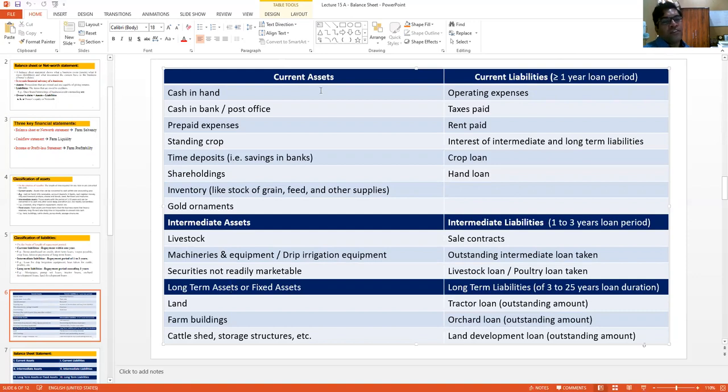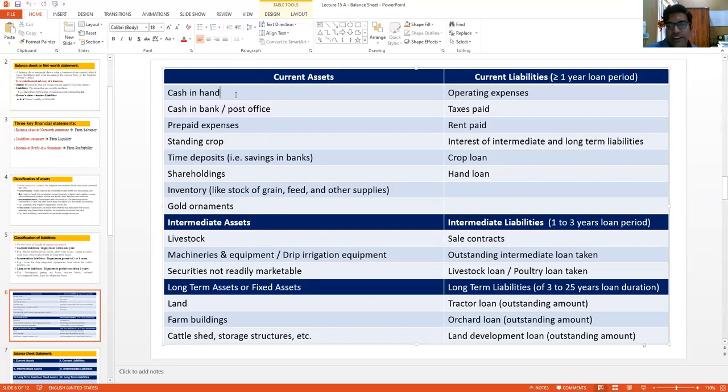You know very well what is the basis of classification of assets into three. The basis is liquidity. How readily the items can get converted into cash, right? So the current assets have a high degree of liquidity. It is very easy to convert the current assets into cash immediately. Intermediate assets, with some delay and some time and effort, we will be able to convert into cash. Long-term assets take a long time, or it is impossible in many cases for us to convert long-term assets into cash. Right. Now we have examples.